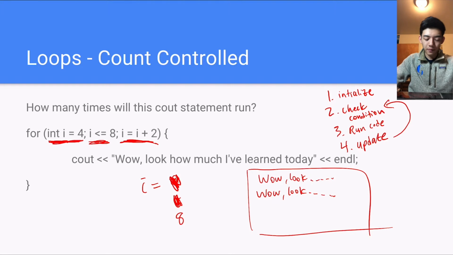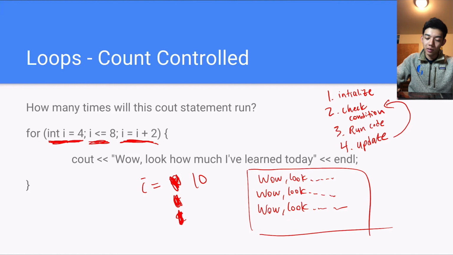Cool. So now i is 8, and now we're going to check our condition again. We're going to go back to step 2, and is i less than or equal to 8? Yes, because i is equal to 8, so this condition is still true, so we still want to keep running our loop. So we check our condition. It's true. Run our code again: "Wow, look how much I've learned today." And then we're going to update i to become 10.